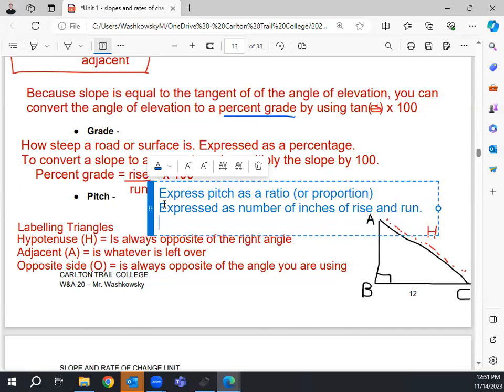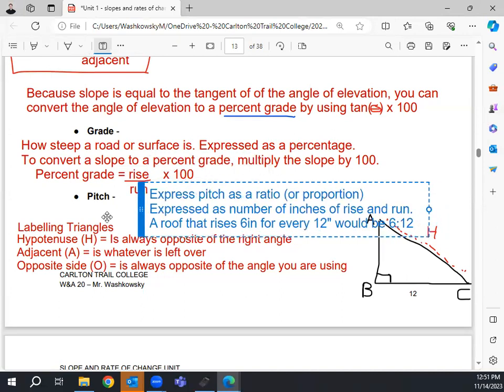So for example, a roof that rises 6, I'm putting a little quotation mark, that means inches. I'm just going to put inches. A roof that rises 6 inches for every 12 inches would be 6 to 12.